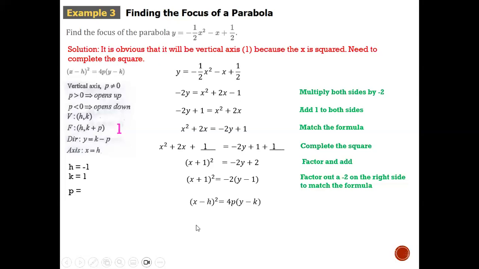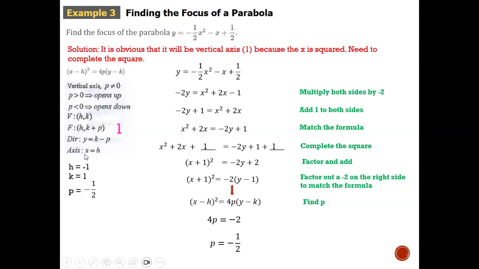I can use that. I need to find p. So what is my p value? So remember from this form, 4p is the number in front of the parentheses here. So my 4p is equal to this negative 2. 4p equals negative 2. Solve for p by dividing by 4. Negative 2 over 4 simplifies to negative 1/2. That is my p value.